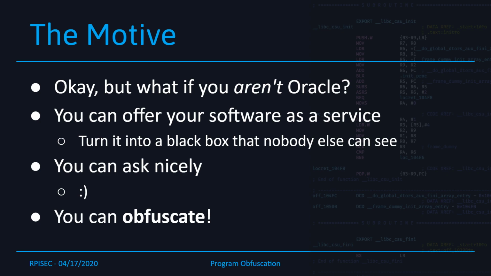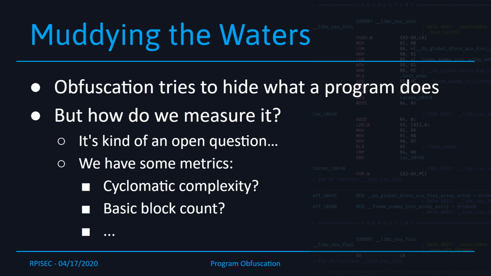And then another thing we can do is obfuscate. Obfuscation at a high level is hiding what a program does. It could be you're trying to stop somebody from seeing that this is actually ransomware, or maybe you're just trying to stop them from patching out your license checks in Sublime Text. But it's a little bit hard to define and to quantify.